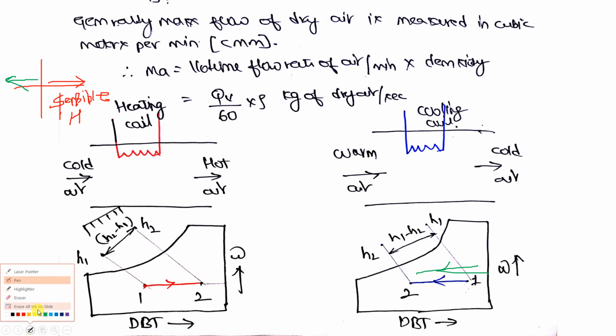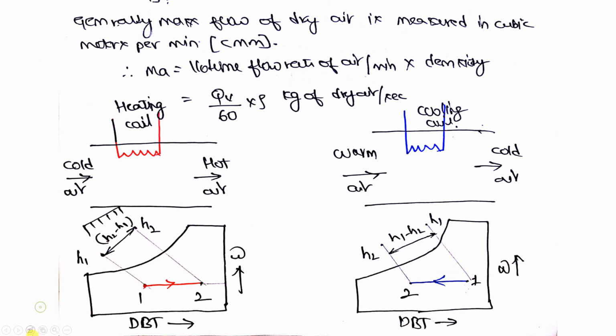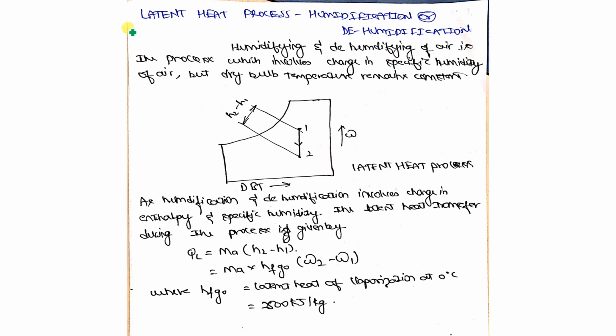Okay. So, the next process, which is very important, is the latent heat process. If you remember the definition of latent heat, what does it imply? Latent heat is the heat you give to a substance only for a phase change, correct? When the entire heat energy you give to the system is utilized for changing its phase, it is known as latent heat. But the condition is that the temperature of this particular substance must be constant. Similarly here, humidification means you are adding moisture content.